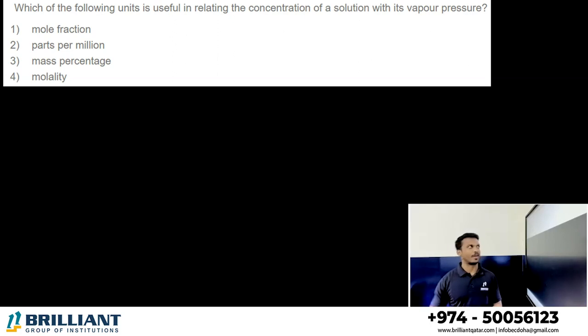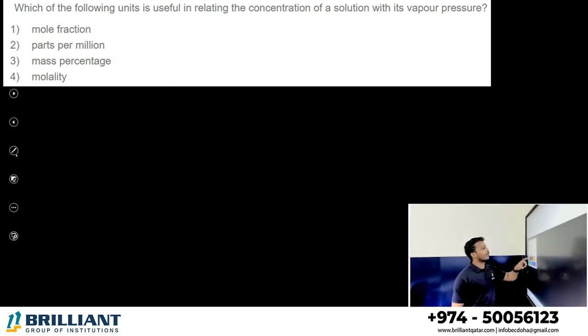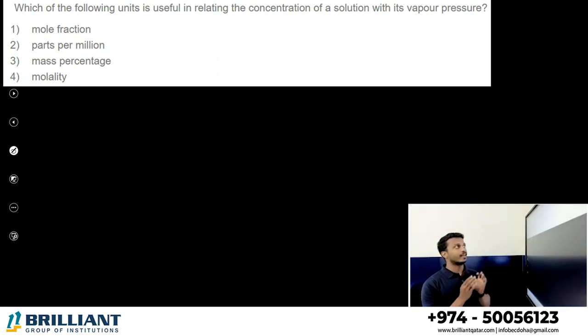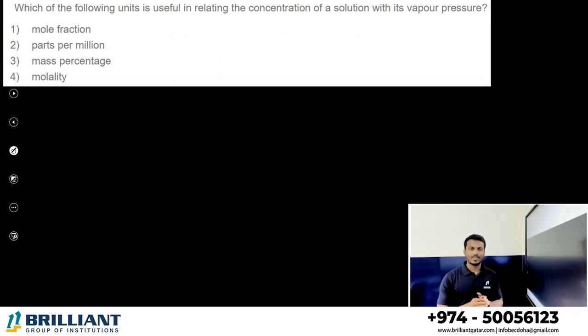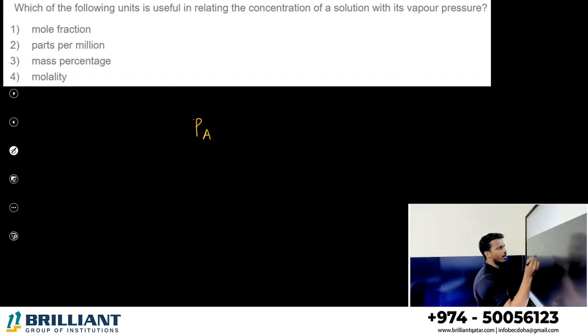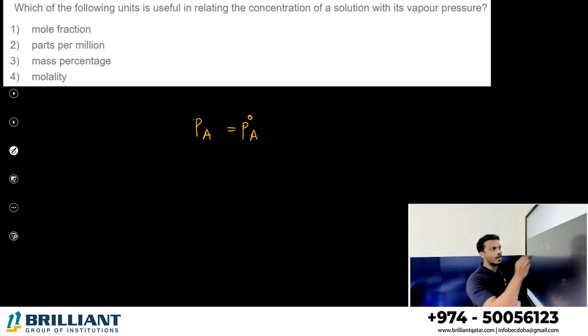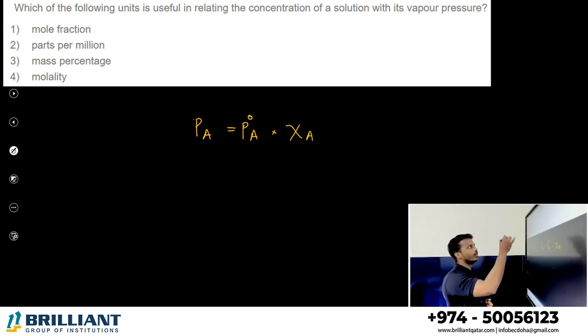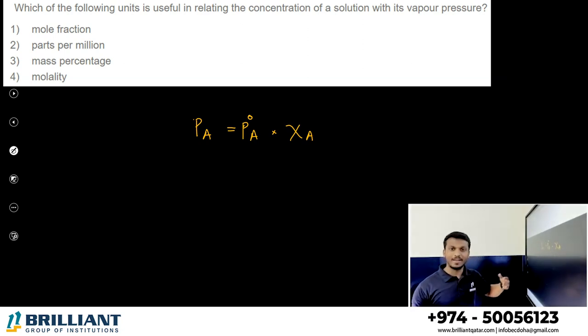expected type of questions. Okay, question number 1: which of the following units is useful in relating the concentration of a solution with its vapor pressure? We studied a very simple equation in our chapter, that is Raoult's law. Raoult's law states that the partial pressure of a component A is equal to P naught A, the vapor pressure of the pure component, into its mole fraction. So which of the following units, mole fraction, parts per million, mass percentage, molality, are all used to express the concentration of a solution, right?